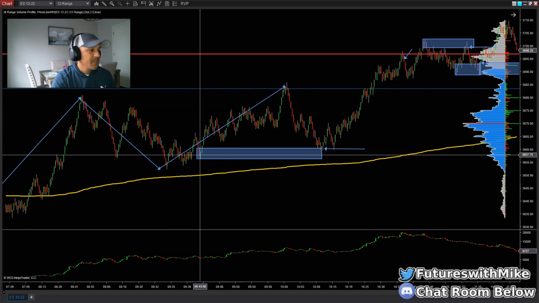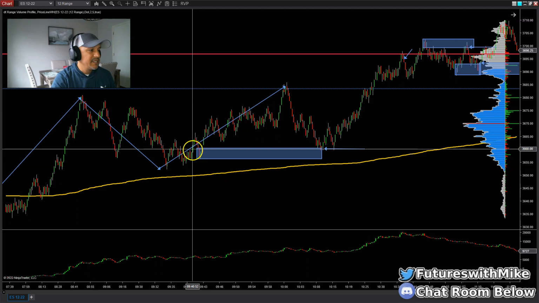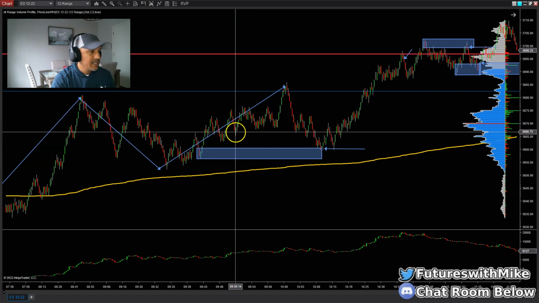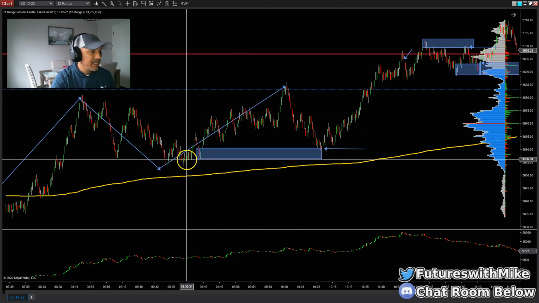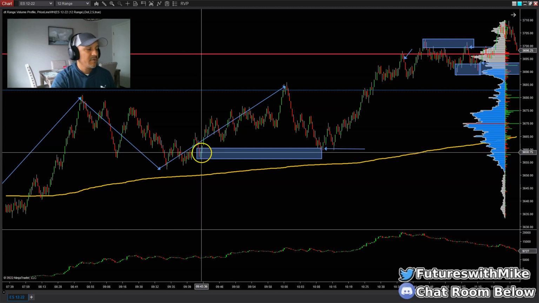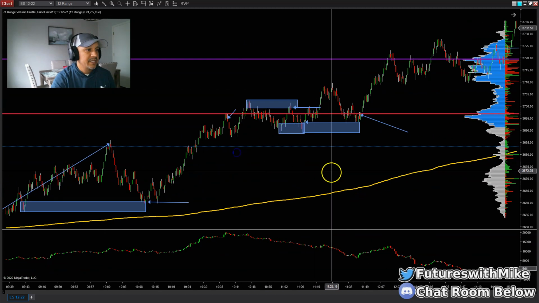This one right here. Untested means price has not come back right to this demand zone. On a pullback, it tested it here. Pullback, it tested it here. Price pushed up, it tested it right here. All those were tested. The only one that was not tested was this one right here. Okay, let's go to the next example.